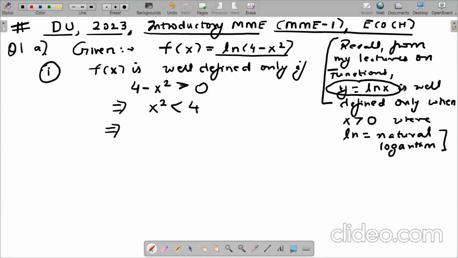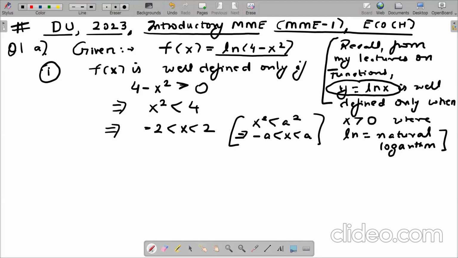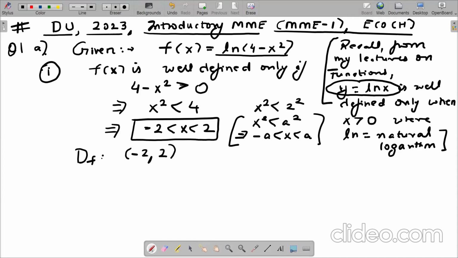And remember from my lectures on absolute values and inequalities, x square less than a square implies x lies between minus a and plus a. So x square less than 4; 4 I can write as 2 square. So x square less than 2 square means x lies between minus 2 and plus 2. So this is the domain of this function. I can write the domain of the function is minus 2 to 2, where minus 2 and 2 are not included.